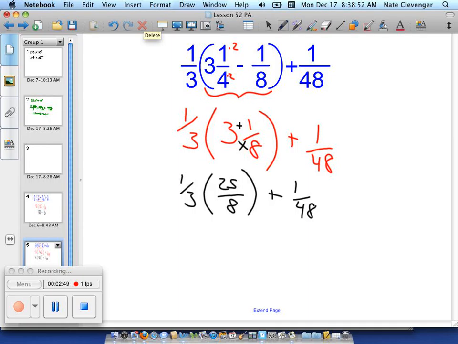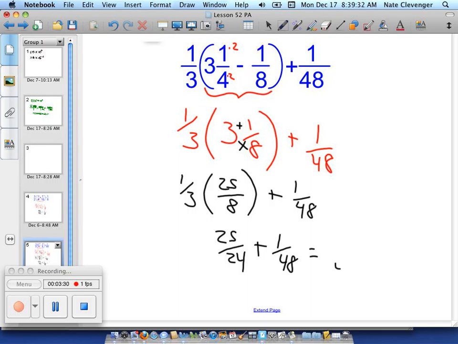Will 3, let's just say 1's not going to reduce. Will 25 reduce with 3 or 8? No. Just multiply across, so you have 25 over 24. Plus 1/48. What's the common denominator for 24 and 48 to begin with? Will 12 go into 24? Does 12 go into 48? 6 would be. That would be if we were factoring it down, but if we're going bigger. Will 24 go into 48? 2 times. Yeah. So it would be 48.